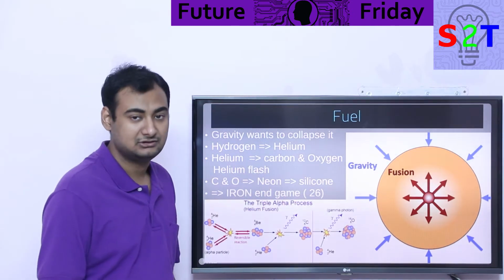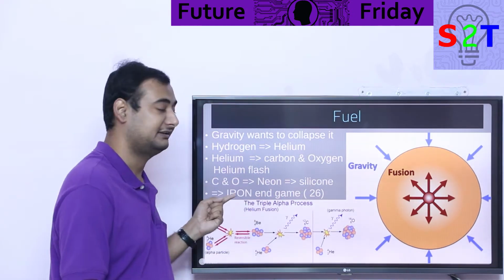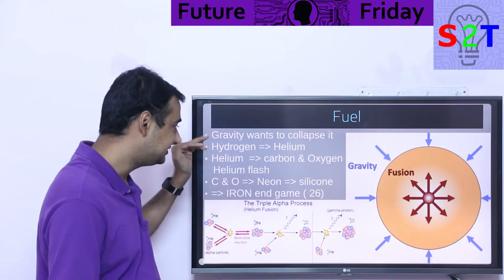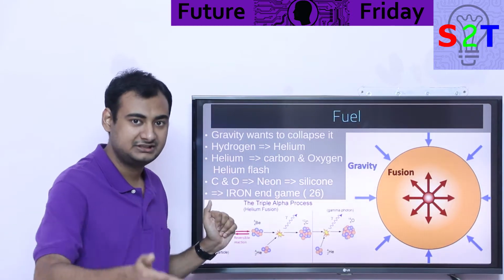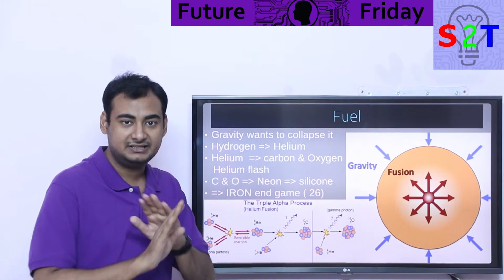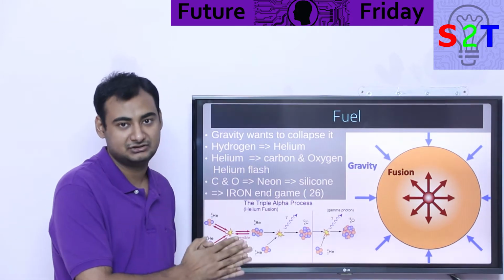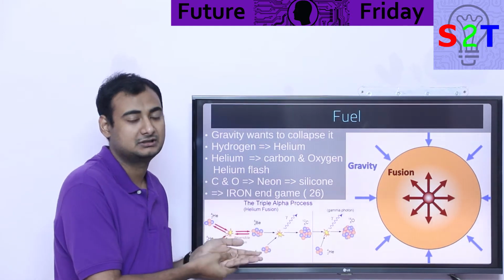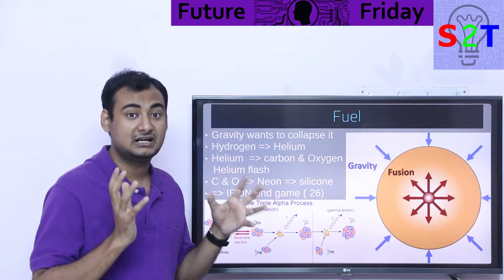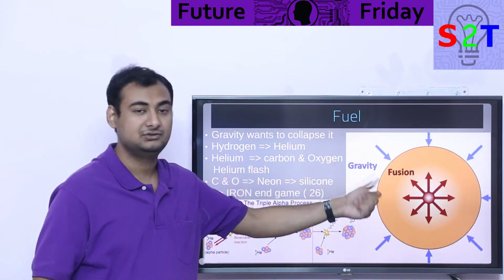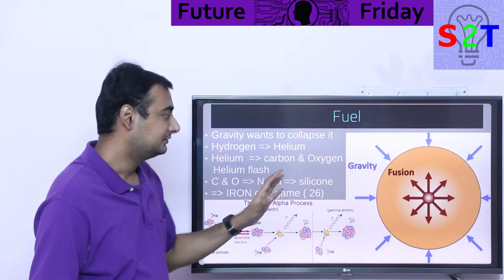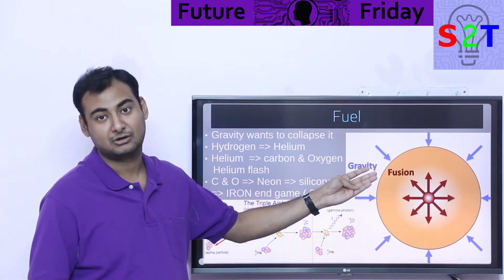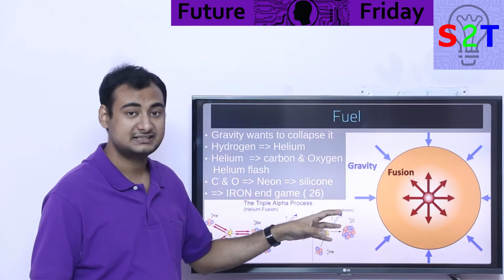Then you will collapse it into silicon. What happens after that? You reach iron. Now this is the end game. The moment you reach periodic table number 26, game over. You cannot fuse any further than that, because any fusion that happens after 26 will absorb energy. It will not give you energy that will allow the gravity to form. So basically energy for counter gravity, so to say. So that's the end game.